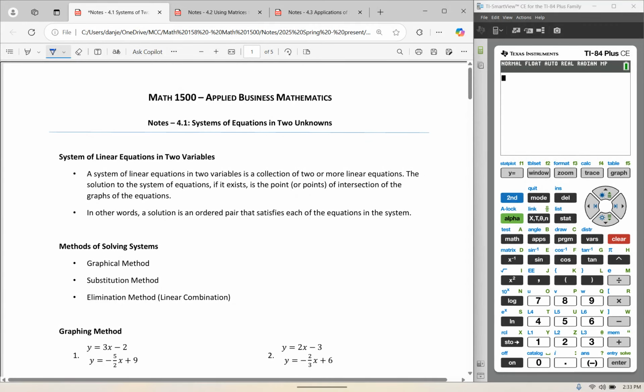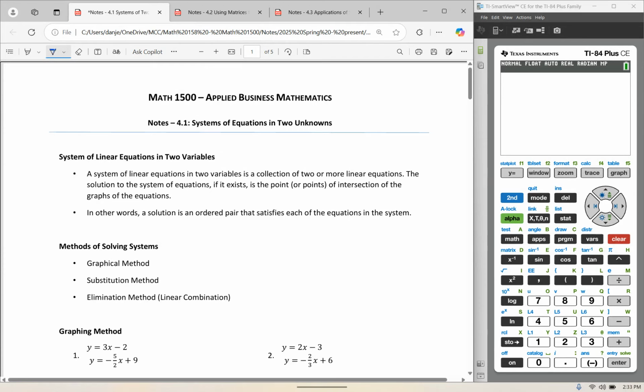In this video today we're going to look at systems of equations, systems of equations in two unknown variables. For the purposes of this video and for this course we're going to stick with linear equations. In subsequent courses you may look at systems of equations with more variables. They might be quadratic or cubic, but for this course we're going to look at systems of linear equations.